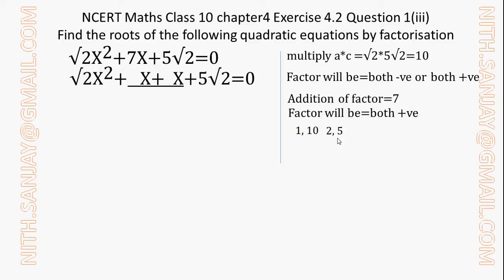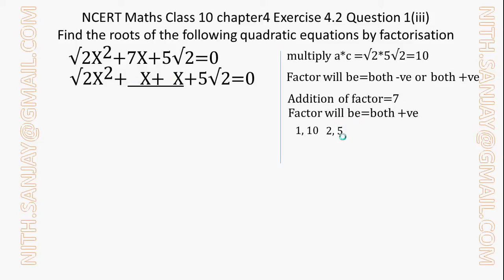Now I will take the next factors. Next factors are 2 and 5. If I add 2 and 5, I will get 7, so it will satisfy this condition. So plus 2 and plus 5 are my two factors which I have to fill here. So I will put the value 2 here and I will put 5 here.